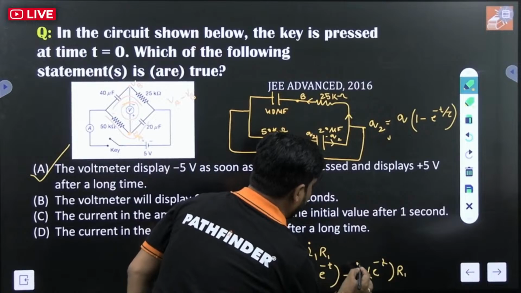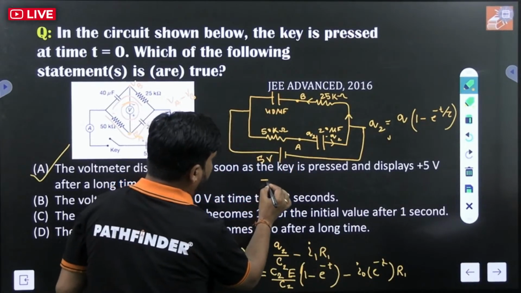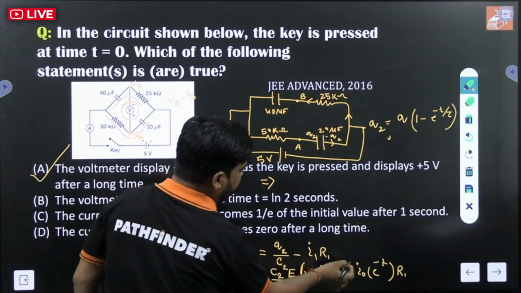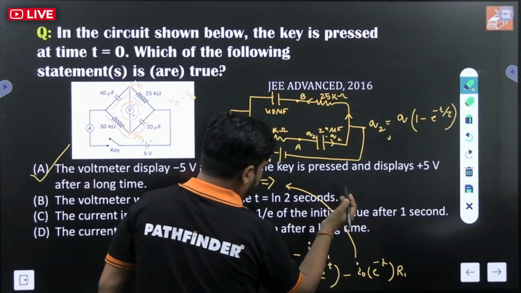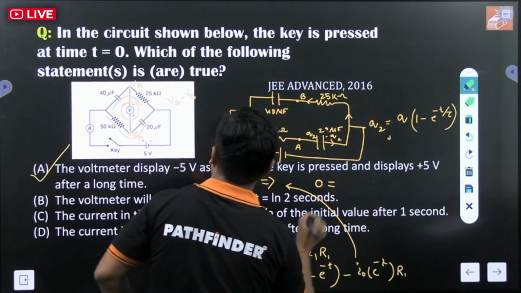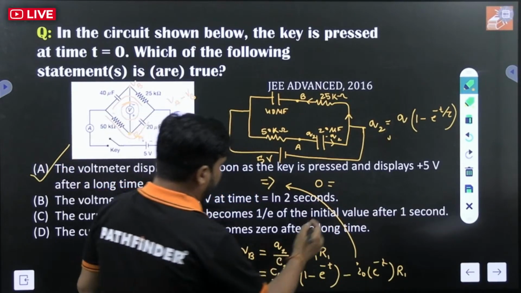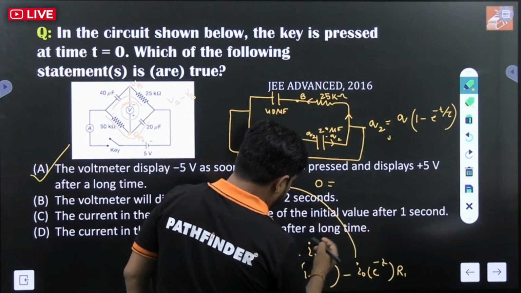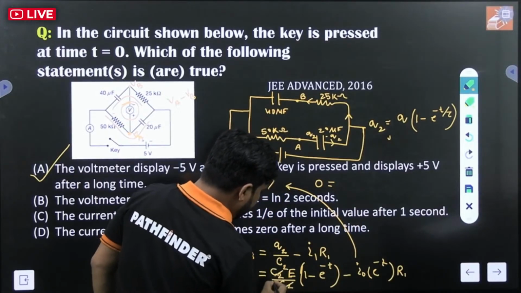And what is the value of I naught? So what is the value of I naught? I'm just writing it here. So here the equation reduces to VA minus VB is 0, because the voltmeter reads 0. So VA minus VB is equal to 0. So here we can write, C2 and C2 will cancel out.